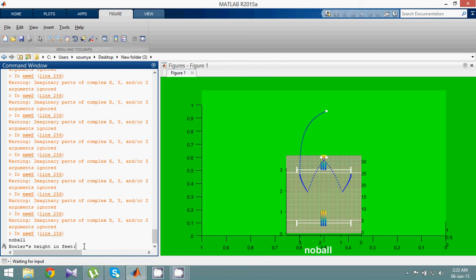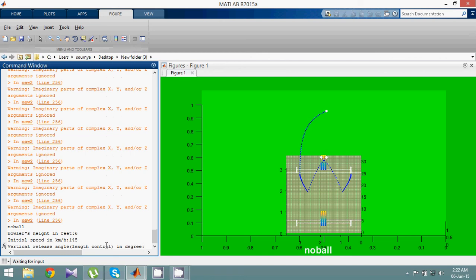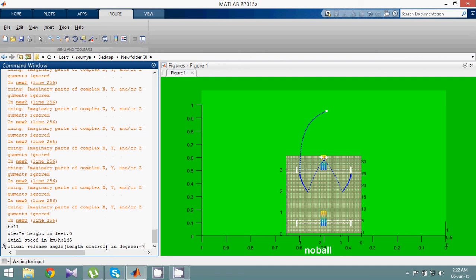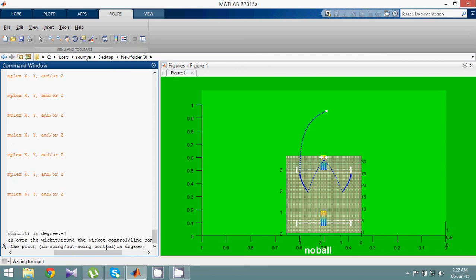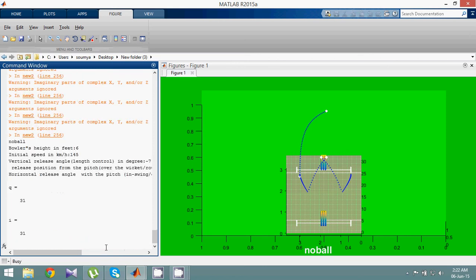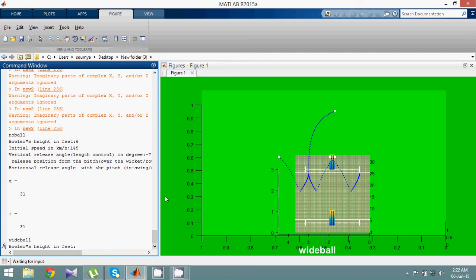And then I'm going to show a wide ball. So that's the height, that's the initial speed, the vertical angle, well, I'm going to use -7, and around the wicket, so I'm going to use 3, and well, you're going to use 94. So you see it's going to go out of the length or line, so it's going to cause a wide ball, right? So that's the wide ball.